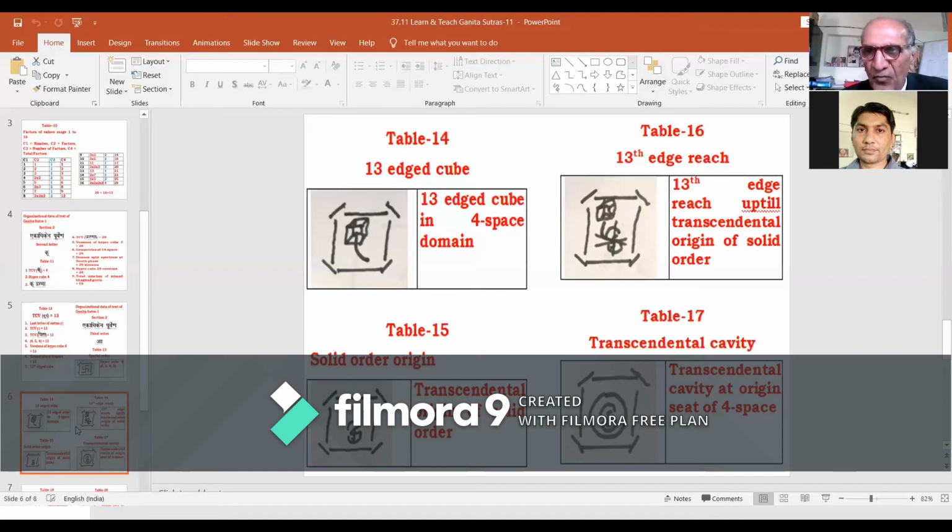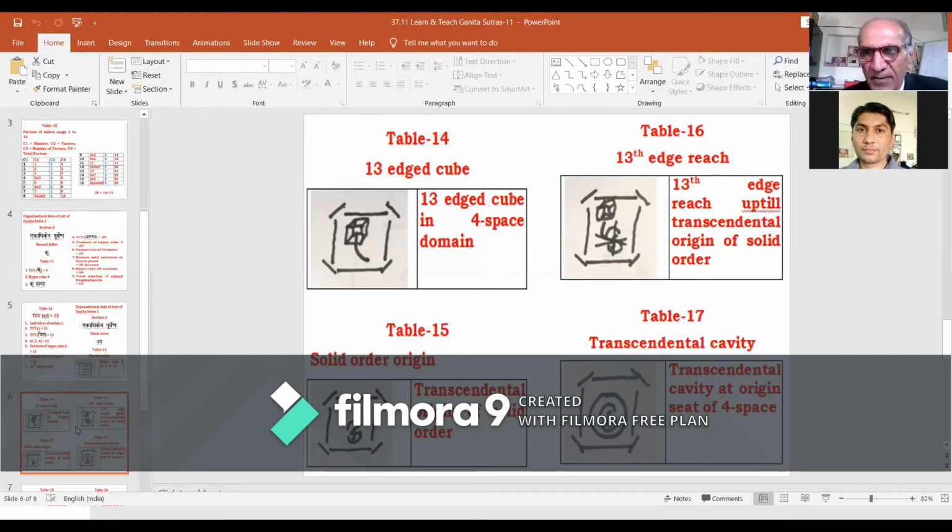a three-space body, when floats, comes in dynamic state within four space because of the availability of 1 degree of freedom of motion in addition to the triple dimensional frame of three space. This amounts to manifestation of 13th edge for 12-edged cube. It is this feature of 12-edged cube manifesting an additional edge within four space which deserves to be comprehended well.